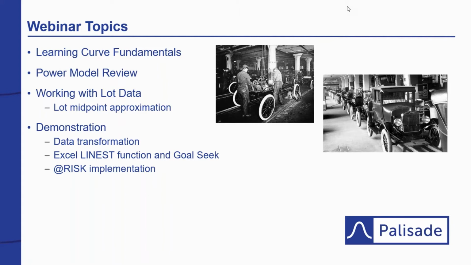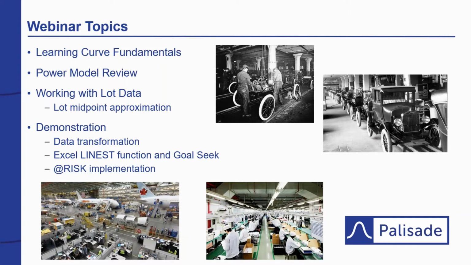In case you were thinking, why are we studying this if it's only applied to old assembly line ideas, I've got two more graphics that I wanted you to see. There we go. On the left, in this newest graphic, you're looking at a Boeing 787 Dreamliner assembly area.